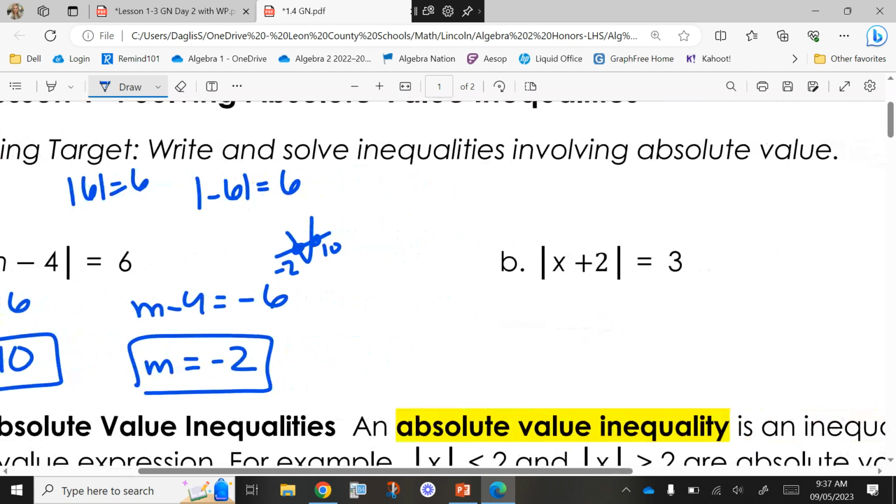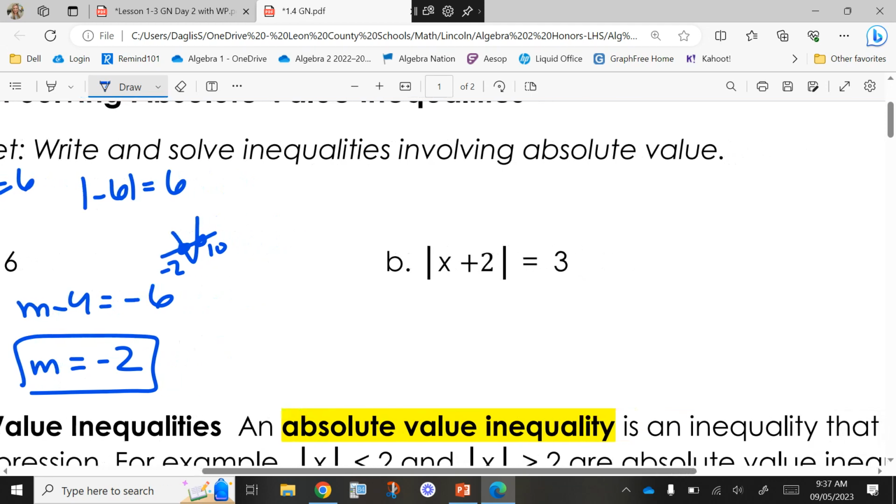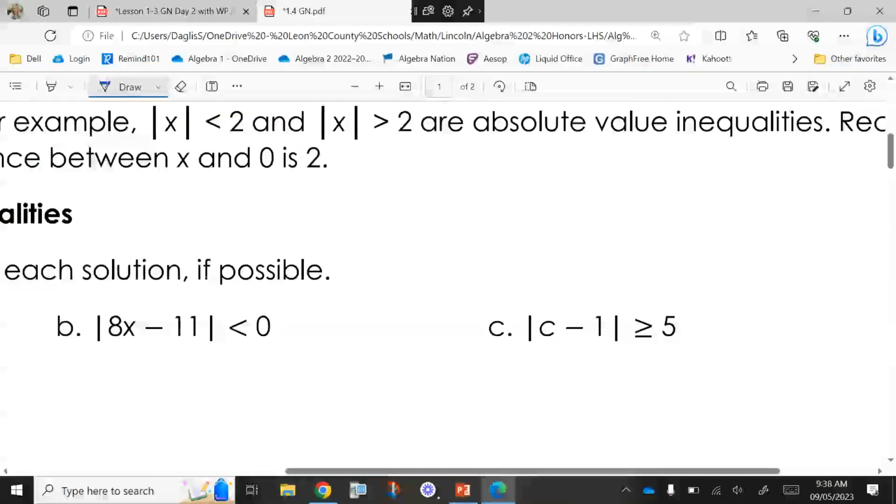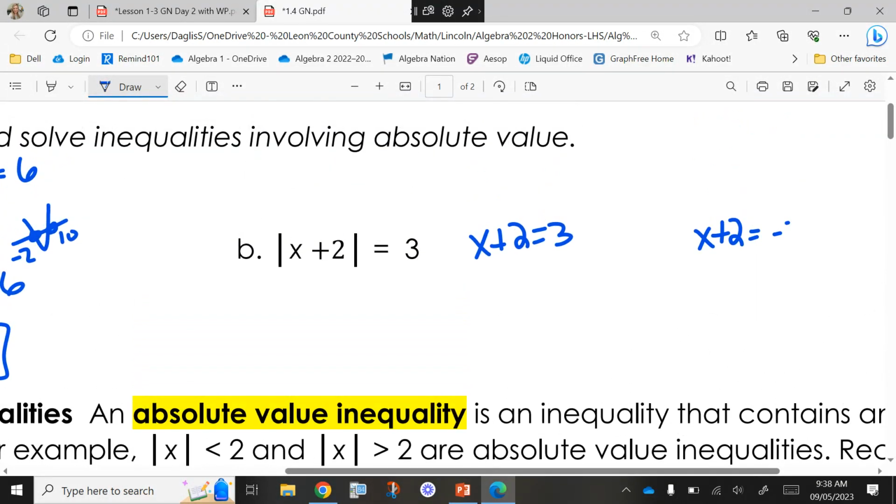So part B, when we have the absolute value of x plus 2 equal to 3, to set it up, I'm going to say that x plus 2 can equal 3, but x plus 2 could also equal negative 3. Sorry. There we go. Does that make sense about why we're doing two equations? Are we good?